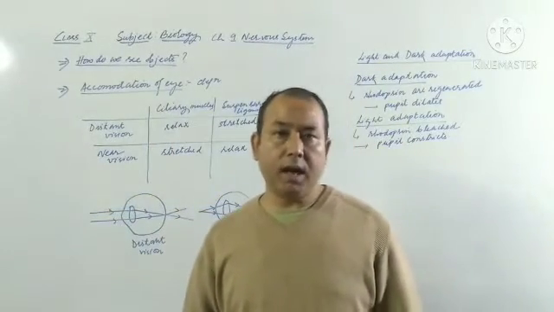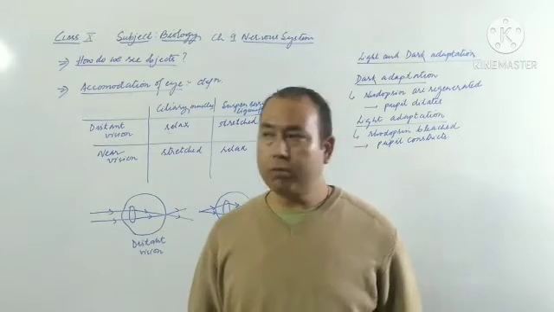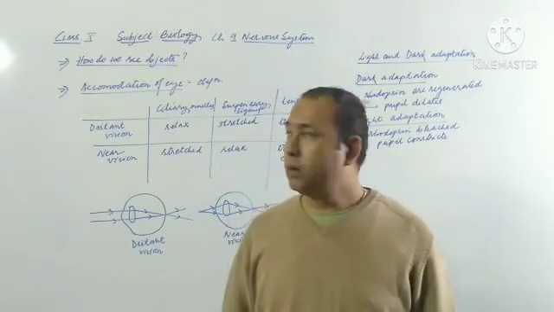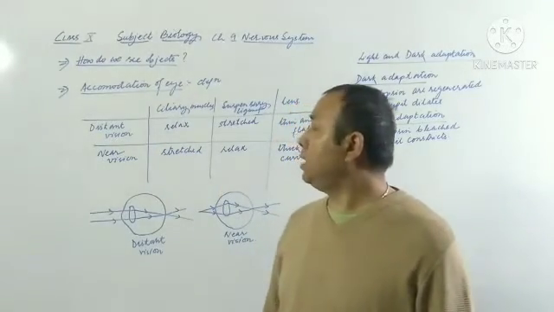As we know, the eye is the organ which helps us to see objects, but how do we see them? That is what we are going to understand under this topic. How do we see the objects?